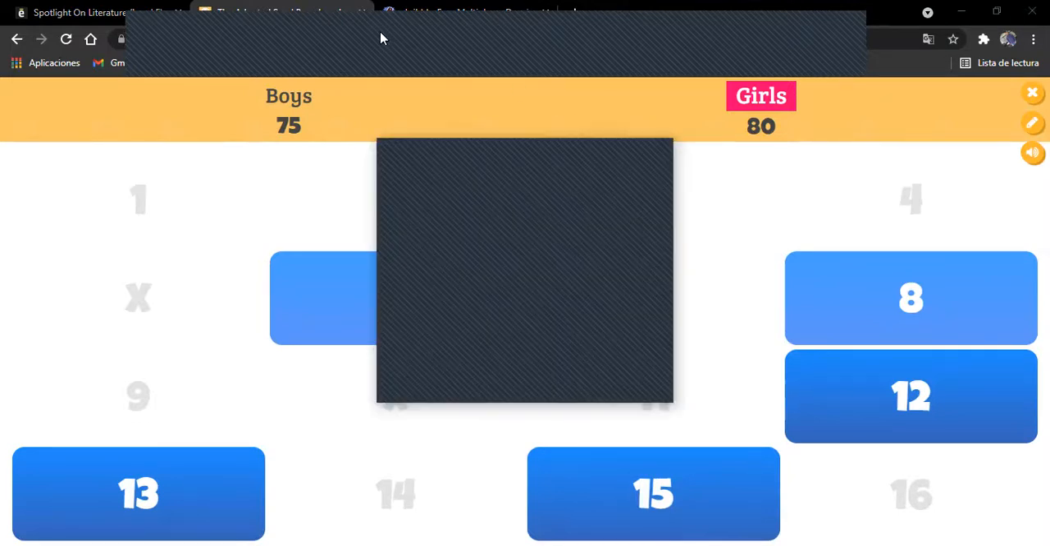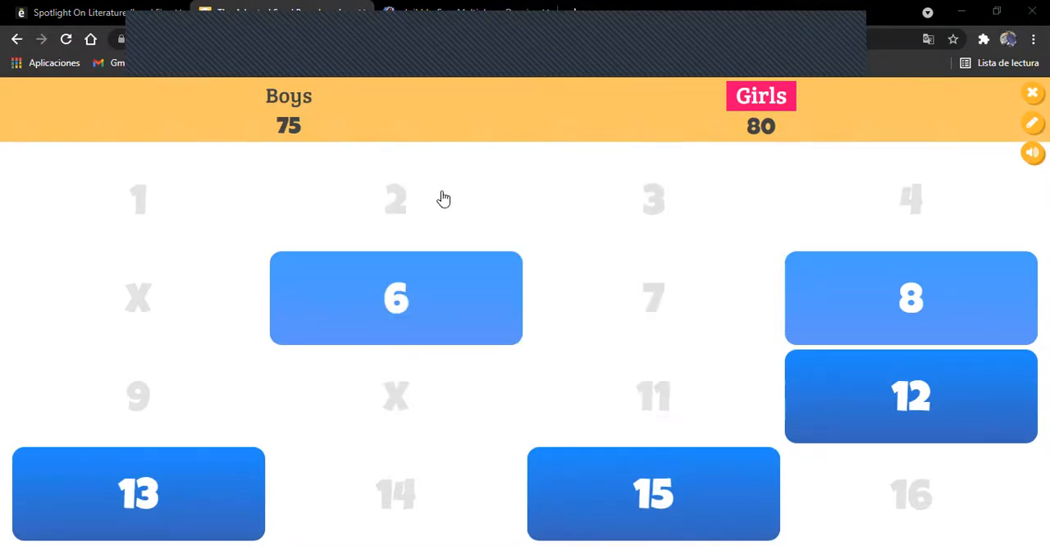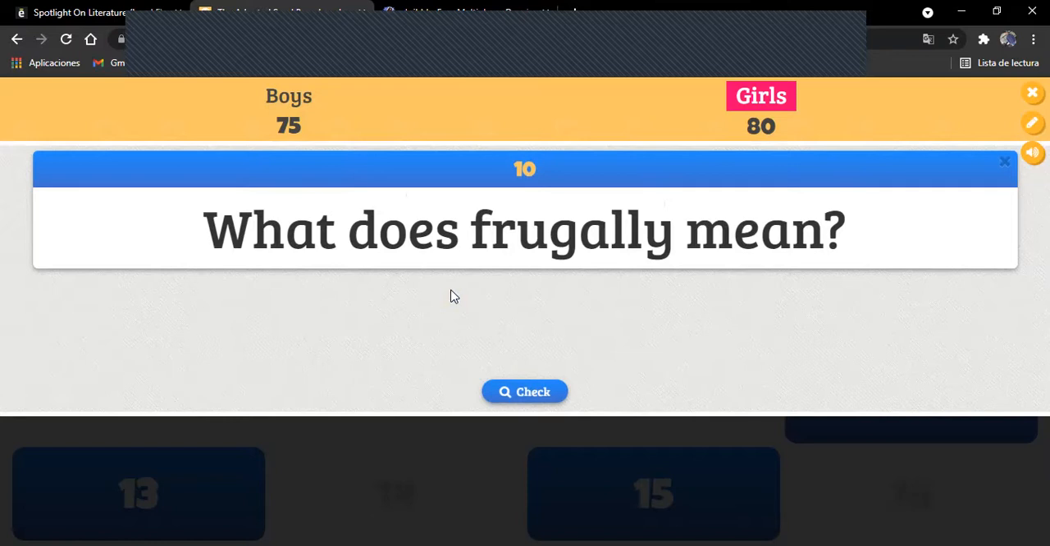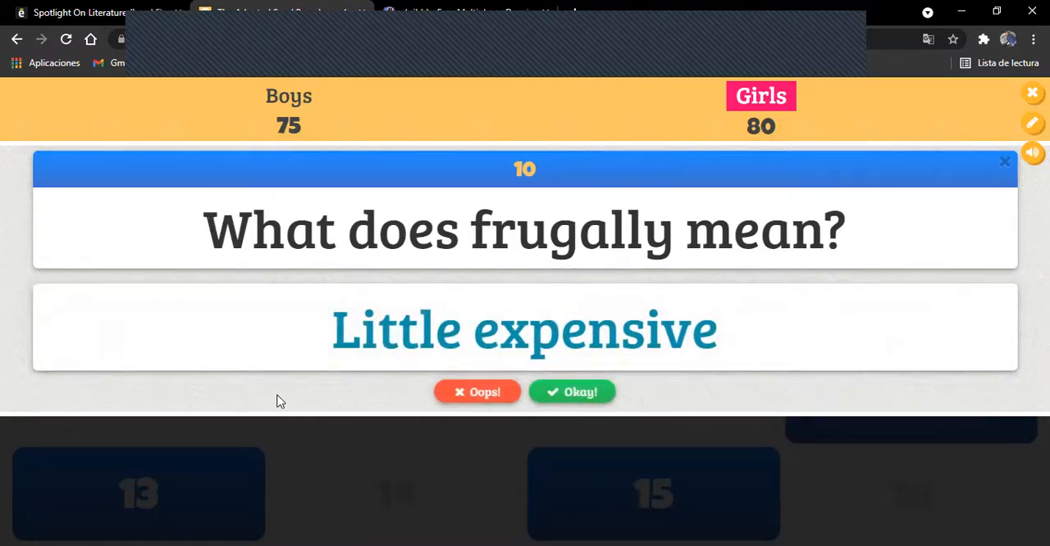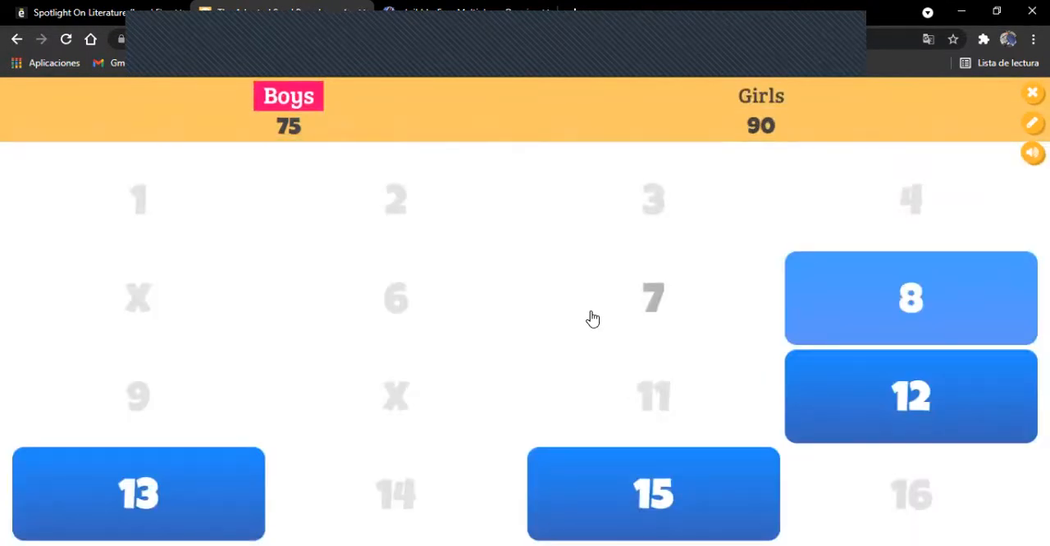Ladies, time for revenge. Payback time. 6. What does frugally mean? Because remember that they have a very frugal diet. Of a little expense. Exactly. Little expense. Well done, boys.